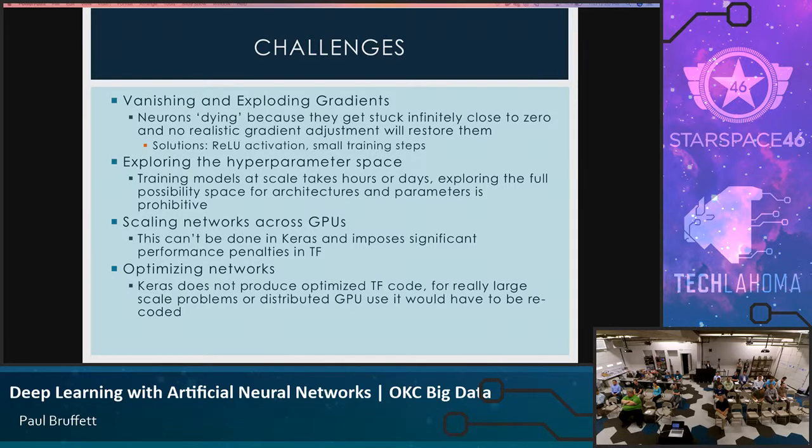Exploring the hyperparameter space. So I talked about all these different things you can do. You can use different activation functions. You can use a different number of layers. You can use a different number of neurons in each layer. You can use different types of neurons. You can use different training options. You can use different training parameters. That's all the hyperparameter space. Those are all the parameters for your model. How do you find the optimum set?